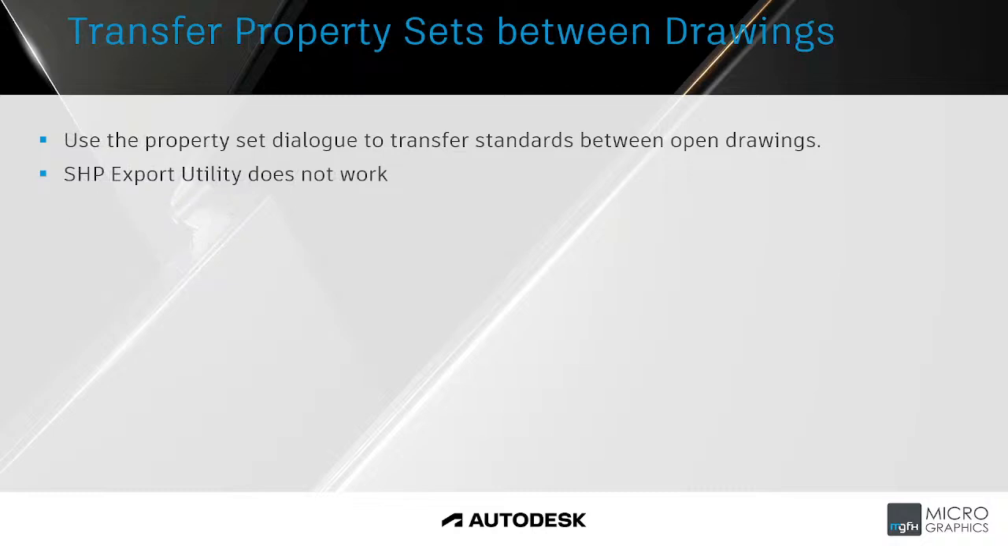And then how to transfer property sets between drawings. Use the property set dialog to transfer standards between open drawings. You have to have the drawings open, and you can copy and paste the standards definitions between the drawings. And in my case, the SHP export utility, I tested, it did not work. So copy and paste would be my recommendation.